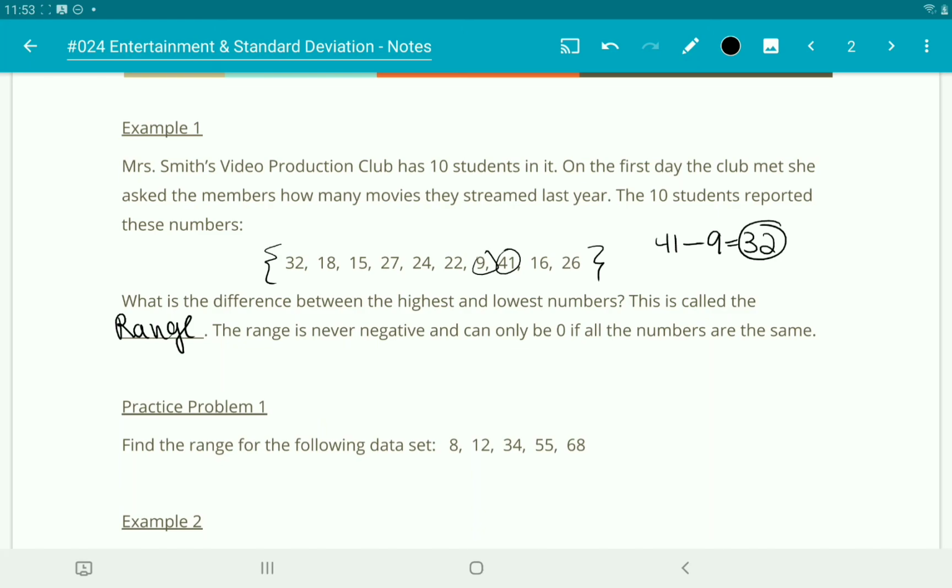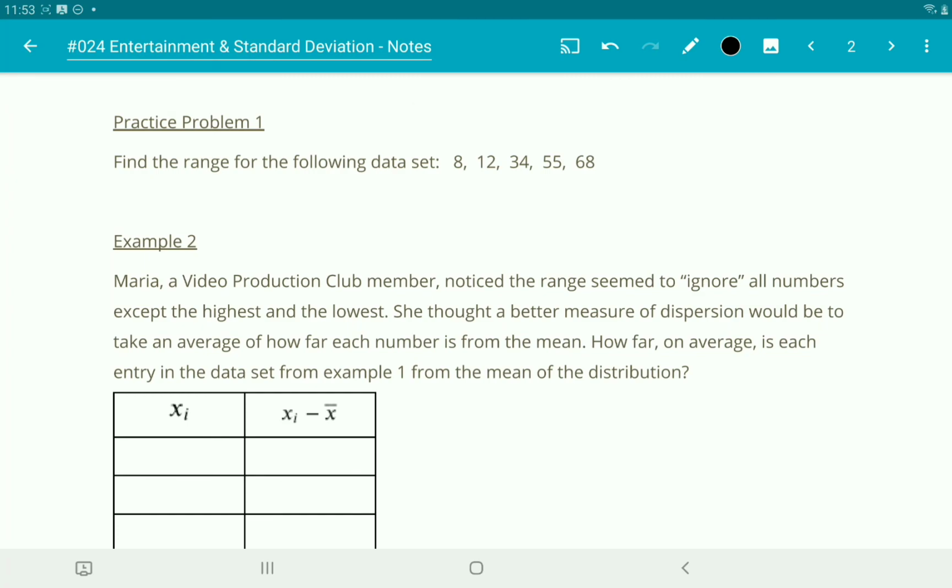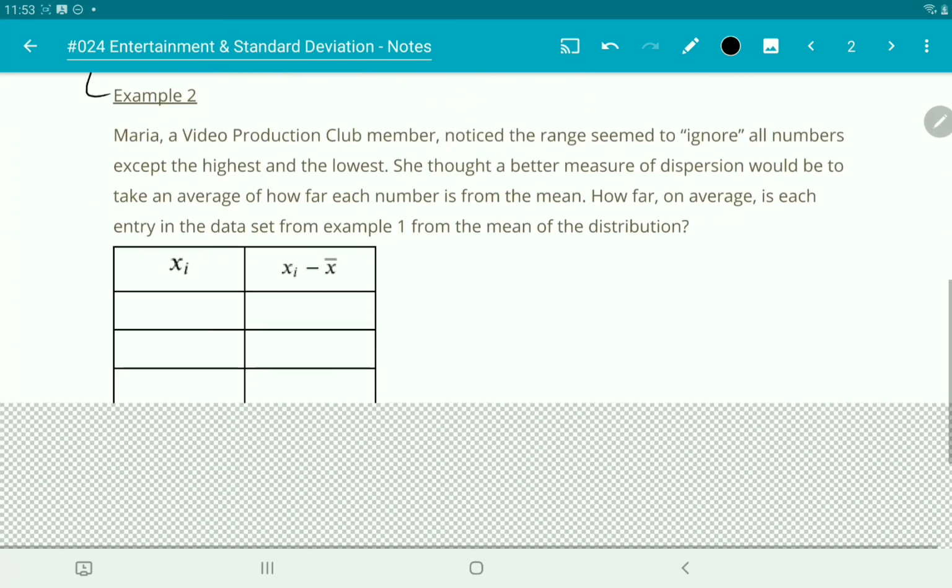So the highest and the lowest, you just take them and subtract the lowest from the highest to find the range. So practice problem number 1, find the range for the following data set. You can do that on your own. Take the highest, subtract the lowest. So do that one on your own.